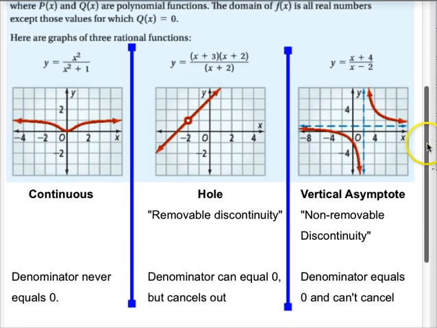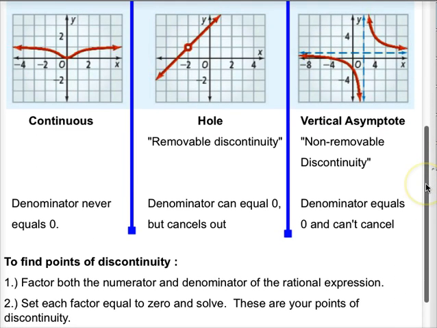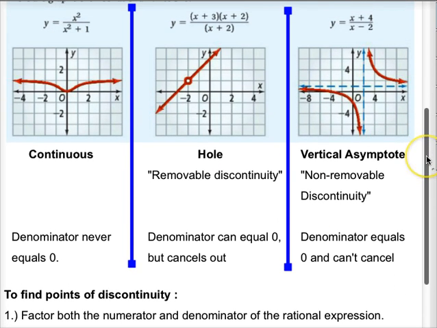Now, there's a couple things that can happen. So the first thing that could happen when you look at the denominator is sometimes it will never be 0. So that's one of those cases that is always going to be a positive value. So if it can't ever be 0, we don't even have to worry about it. It will be what we call continuous.